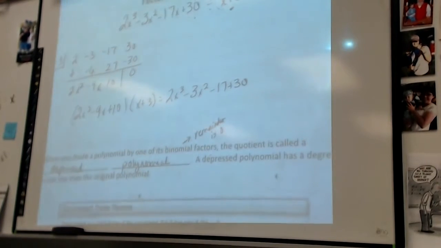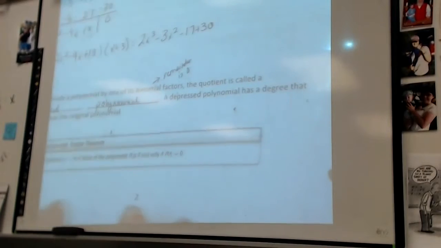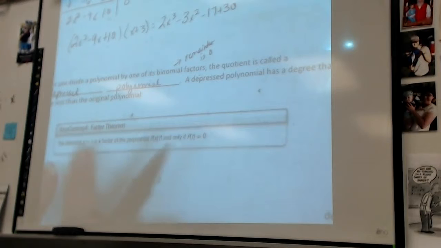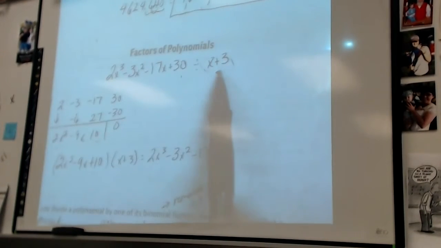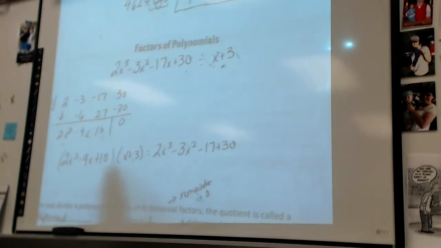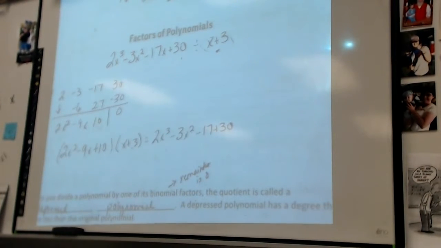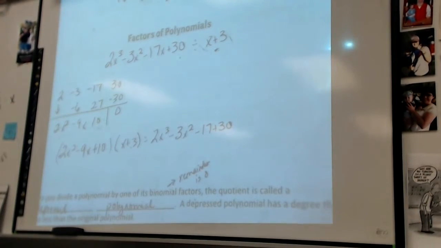Okay? So basically, the factor theorem says this. You can read it like this, but basically what this means is if you have a remainder of 0, then the divisor and your quotient are both factors of the original. So here we're looking for 0 remainders. If you're wanting to know if something's a factor, you're looking for a 0 remainder. Okay? All right.